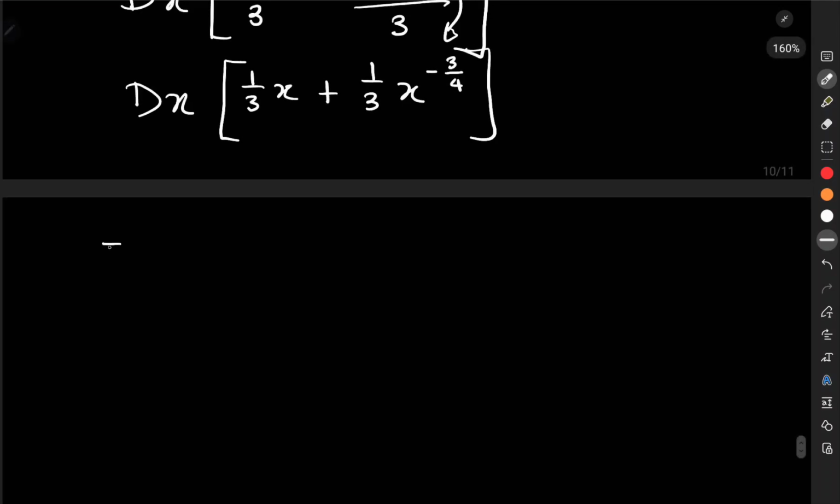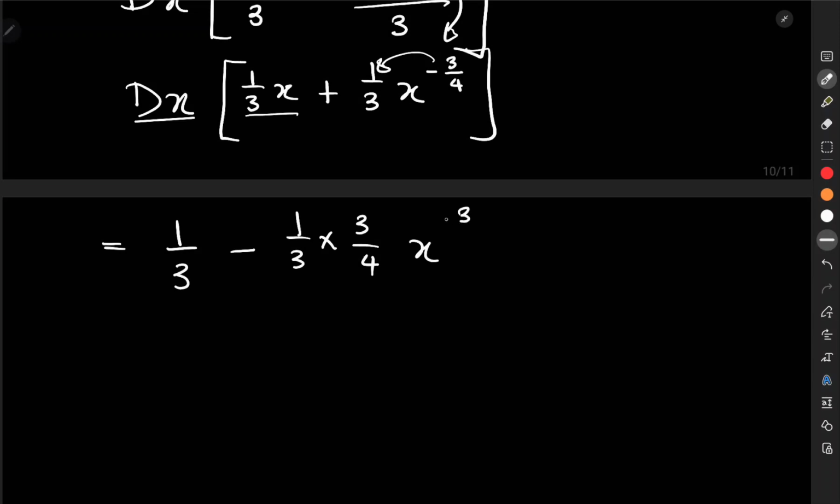And to derive this, we need to get rid of the dx. And here we know that our remaining value, if we derive the first term, which is this one, will be 1 over 3. And then obviously this will multiply this value. So we're going to have minus 1 over 3 multiplied by 3 over 4, x to the power of minus 3 over 4 minus 1.